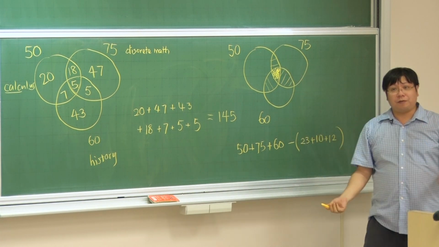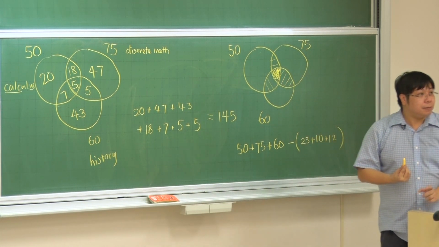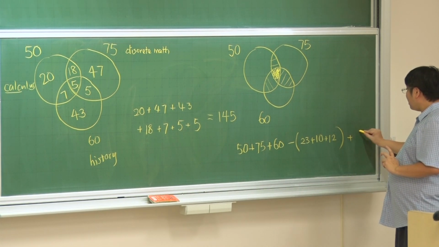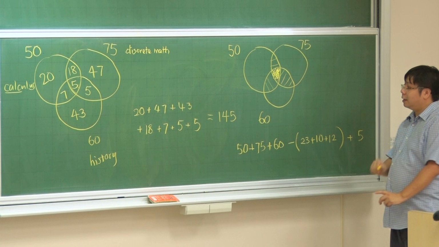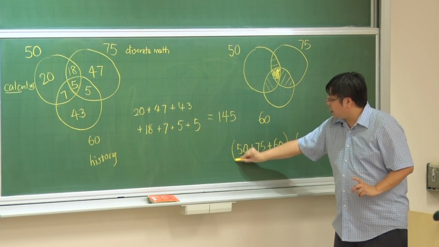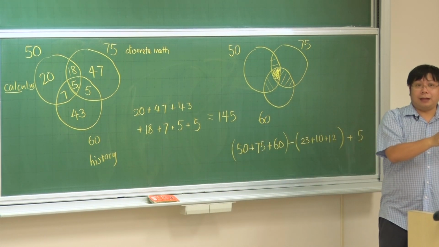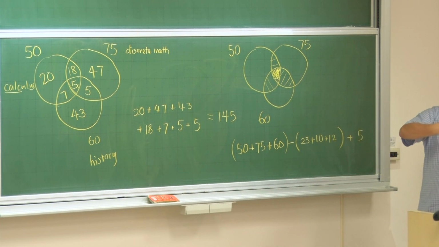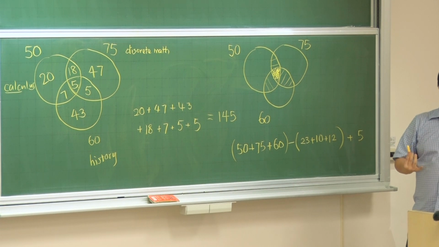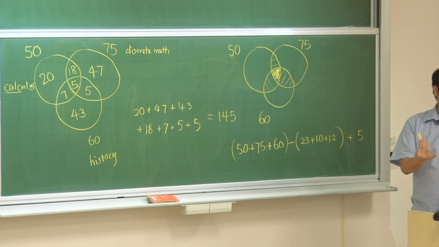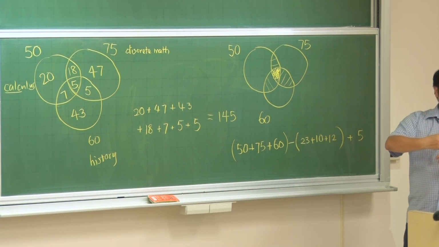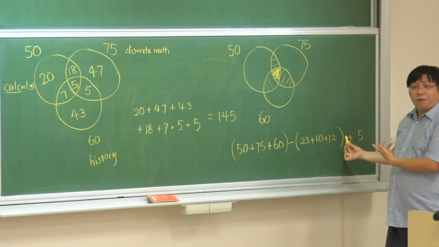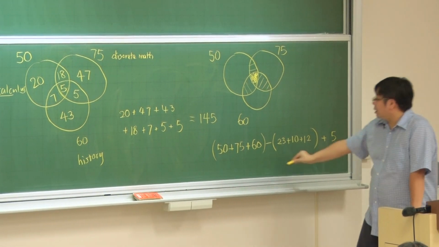So we have to include it back. And how many times should we include it back? Magically, only one time. So we add 5. At the beginning, we include everything, and then we exclude every pair, and then we include every triplet, and then exclude every quadruplet, and so on. So this is the formula, and let's check whether it gives the same value.